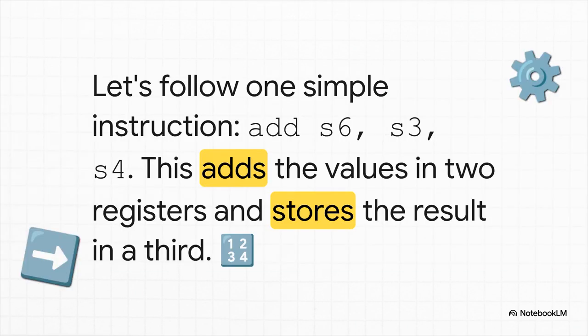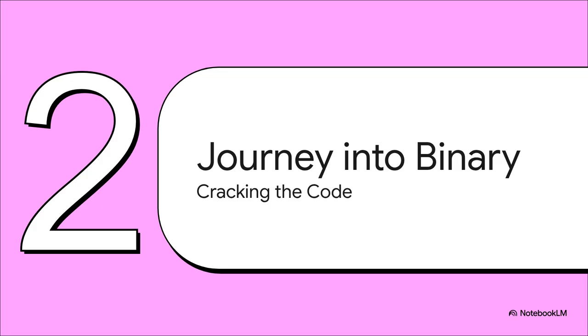To make this all feel real, we're going to follow a single, simple instruction from a really cool modern architecture called RISC-V. The command is add S6, S3, S4. And all this means is, hey computer, take the number you have stored in a little spot called register S3, add it to the number in register S4, and then please stick the result in a register called S6. Simple enough, right? So, how in the world does add S6, S3, S4 become a string of ones and zeros?